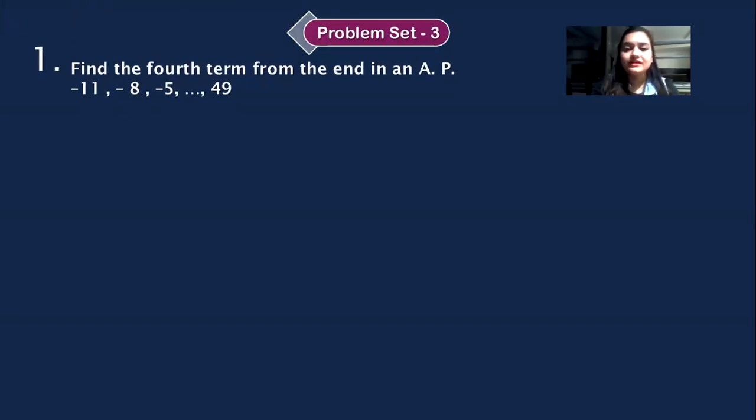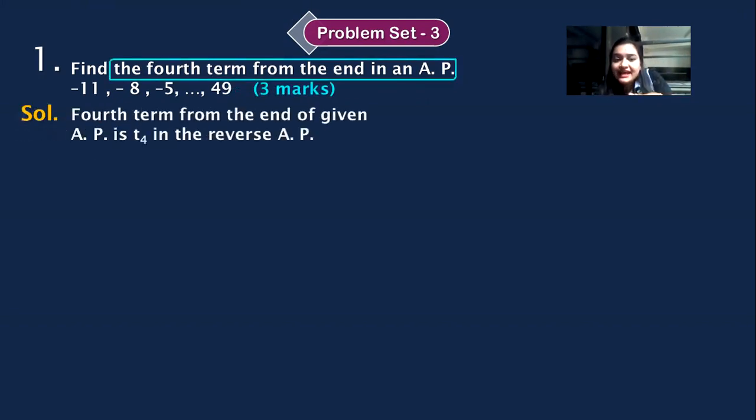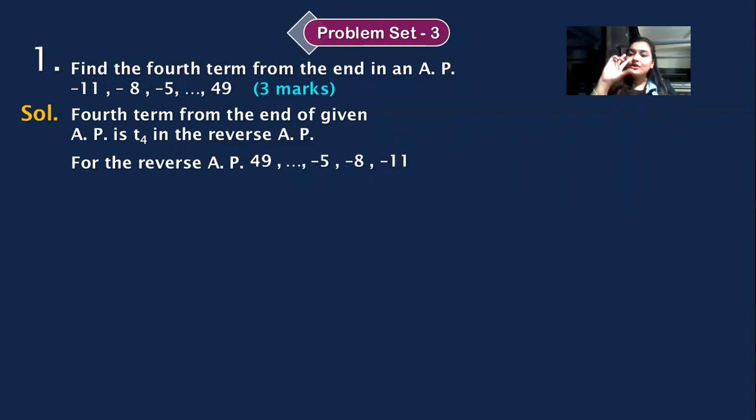Find the fourth term from the end in an AP: minus 11, minus 8, minus 5, dot, dot, dot, till 49. Dot, dot, dot means there are more terms. From the end means I have to reverse this AP. 49, dot, dot, dot, minus 5, minus 8, minus 11. Because I want it in the reverse pattern, I have reversed it.